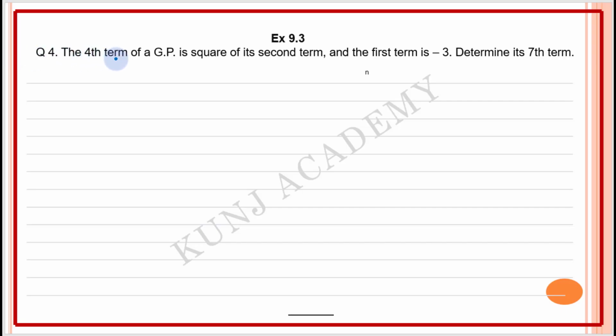Question. The fourth term of a GP is the square of its second term and the first term is -3. Determine its seventh term. किसी GP का चौथा पद इसके दूसरे पद के वर्ग के बराबर है और इसका पहला पद -3 है, तो सातवां पद हमें ज्ञात करना है. It is given that the first term of the GP, a, is equal to -3.